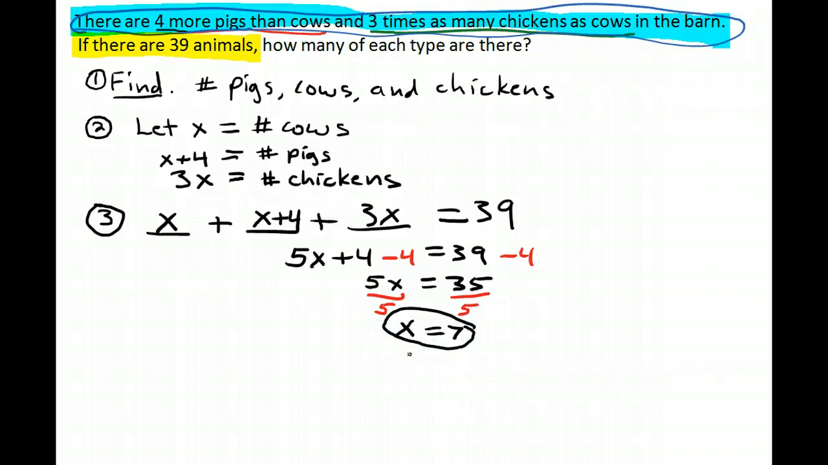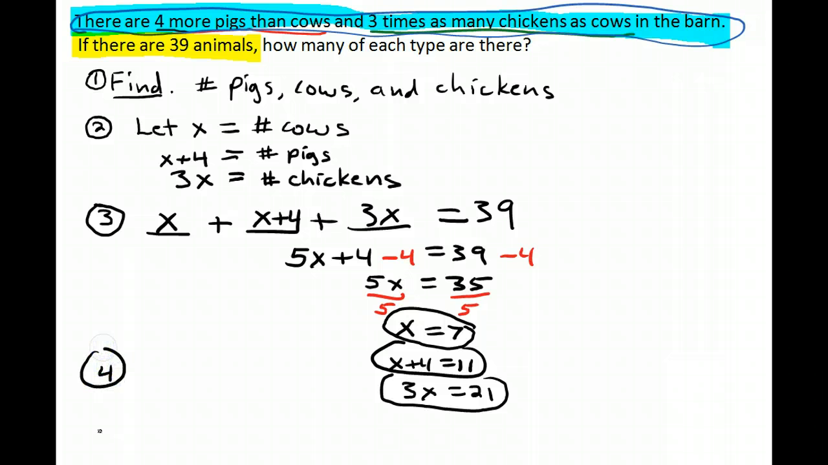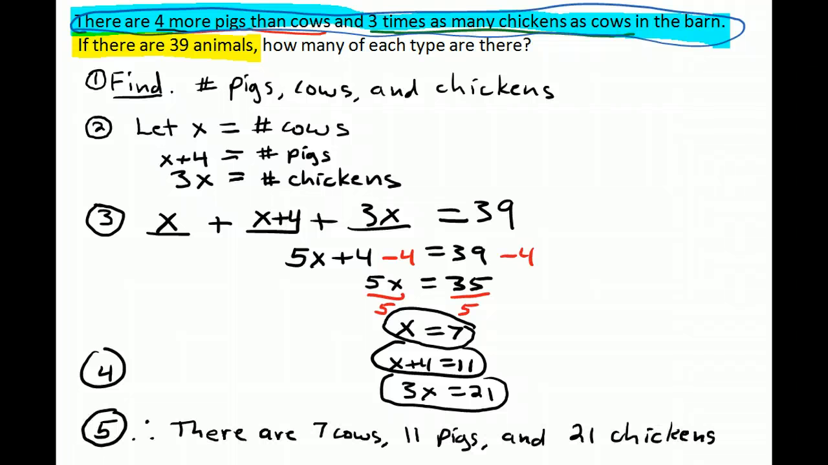Okay, if I have x equals 7, so come back up here, x plus 4, that means 7 plus 4, that's 11. And then my last one is 3x. 3 times 7, that would be 21. Now, just run a quick check, does that give me 39? 21 plus 11 plus 7? Yes, it does. Okay, here's my check, and then I'll write my conclusion. Therefore, there are 7 cows, 11 pigs, and 21 chickens.